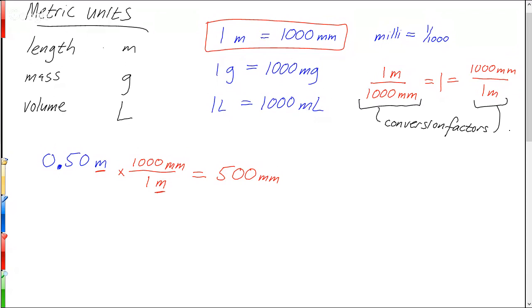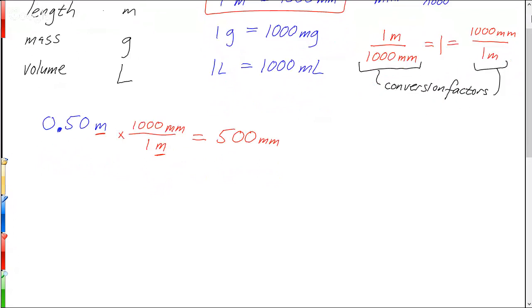And we want to make sure that the unit that we are trying to get rid of, the unit that we're changing, in this case meters, is always on the opposite side in the conversion factor. So if it starts on the top, or just as a regular number, then we want to put the conversion factor on the bottom. So let's practice this and see how this works in some other situations.